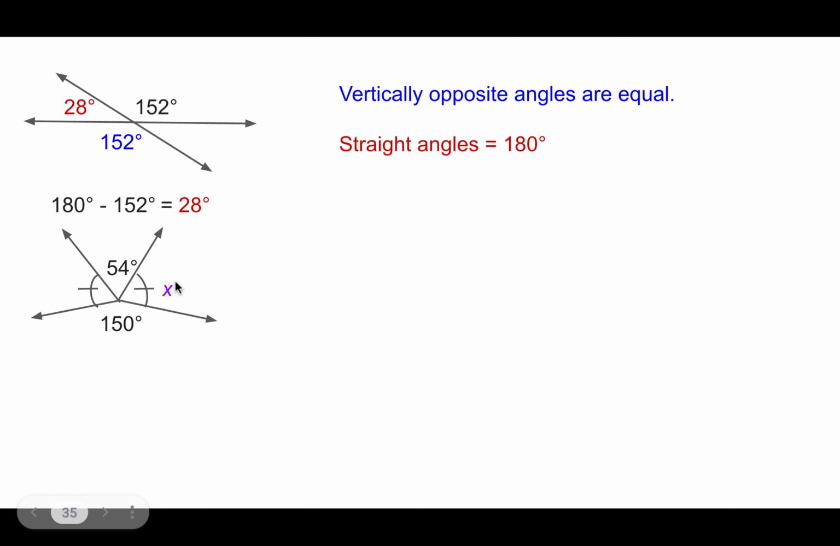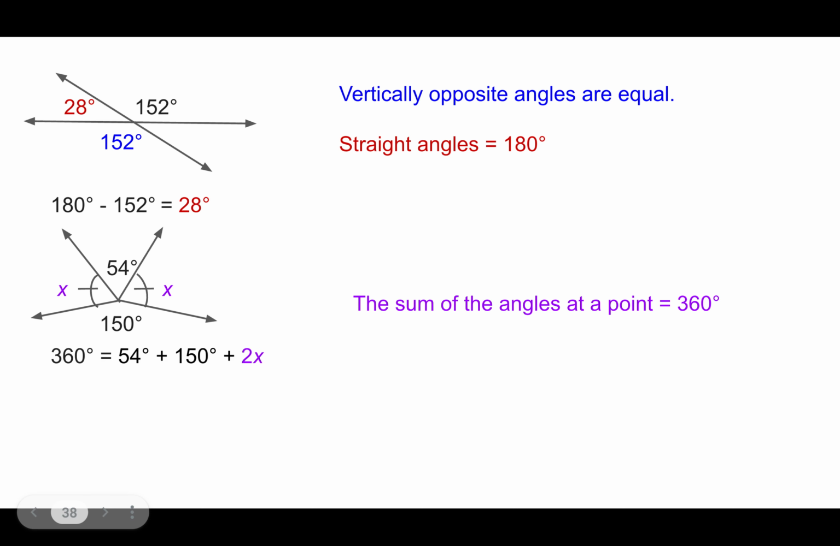For our next drawing, we have an X here, and I noticed that these are going to be the same measures, again because of the tick marks. I also know that the sum of the angles at a point are 360. So 360 equals 54 degrees, 150 degrees, and then my two X's.